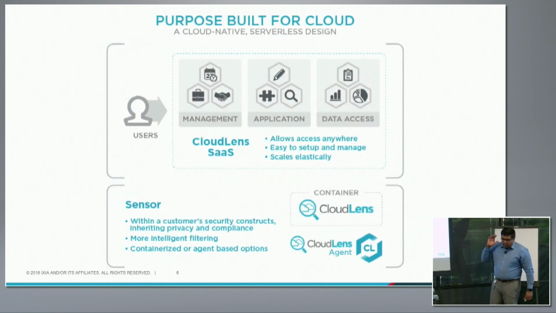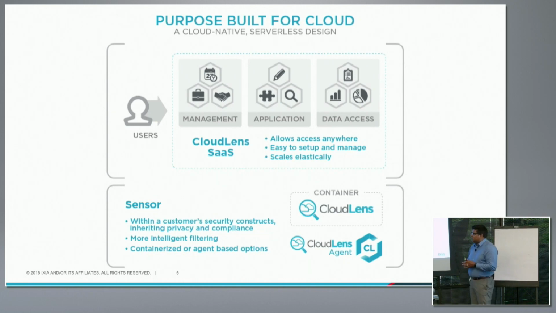So let's look at what CloudLens is. There are two components which work together to bring in visibility in the public cloud. The first one is a software as a service management portal that is built using cloud native services. It's built using a serverless architecture which runs in the cloud. The second component is a Docker-based container for Linux instances, and it's an agent-based solution for Windows instances. So these are the two components which work together to bring visibility in the cloud.